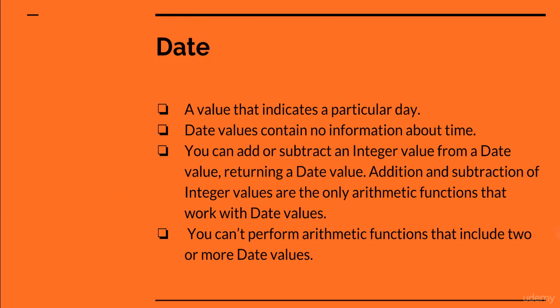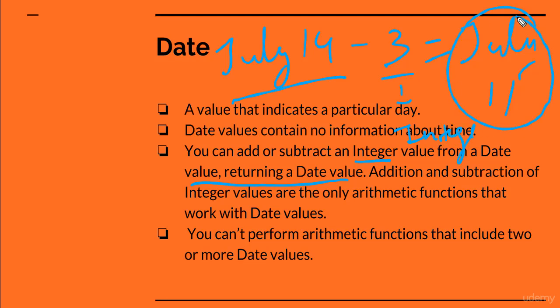Now, you can add or subtract an integer value from a date value, returning a date value. So let's say I can do something like July 14 minus 3. This will return a date value which will equal July 11th. So that is what it is saying: you can add or subtract an integer value from a date value. So this is a date. You can subtract an integer value. Integer is nothing but a number, and it will return you a date value.